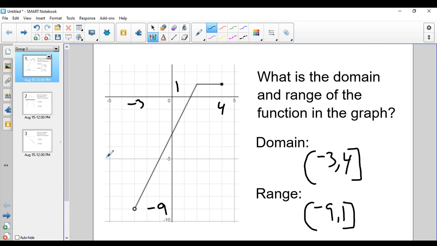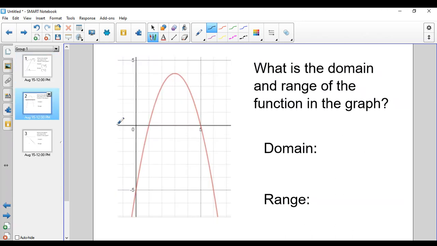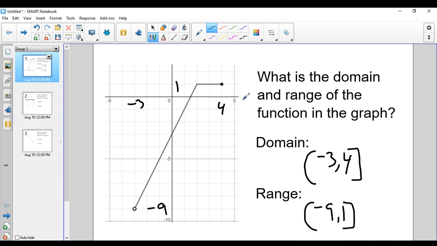All right, and then let's move on to a parabola. The domain here is going to be all real numbers. How do I know that? When you look at a graph and there's no endpoint on it, right? The previous one clearly had an open circle and a closed circle for the starting and end points.